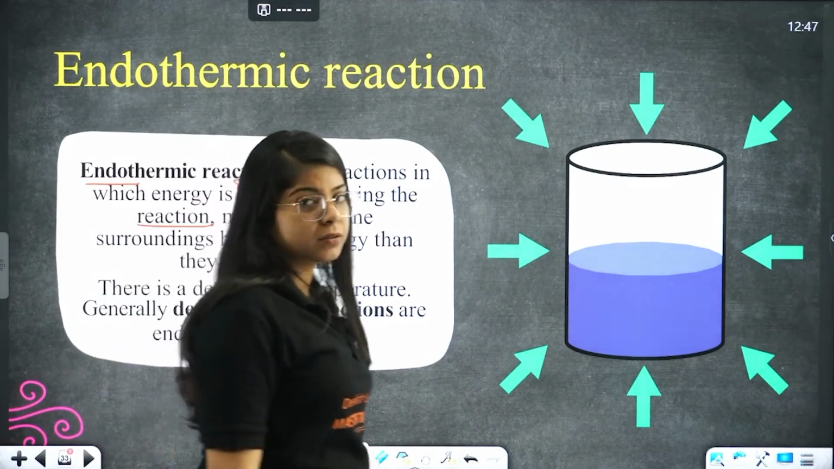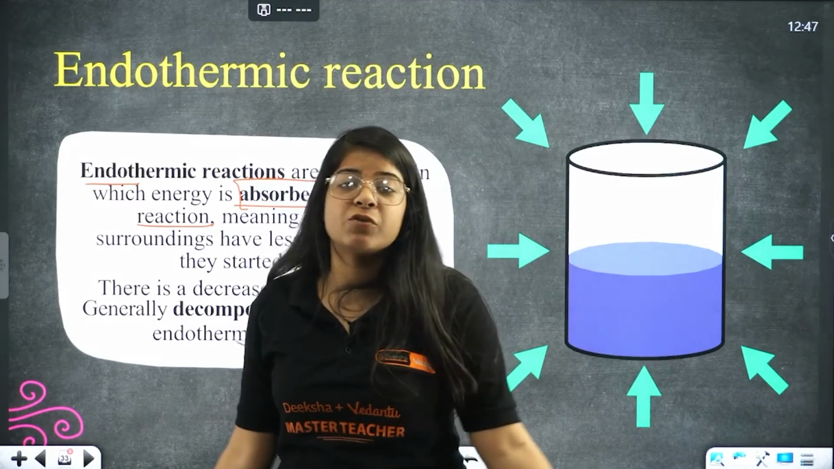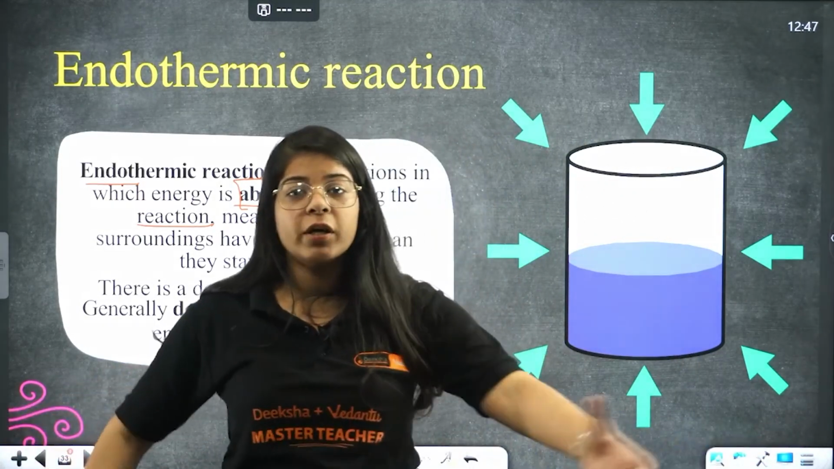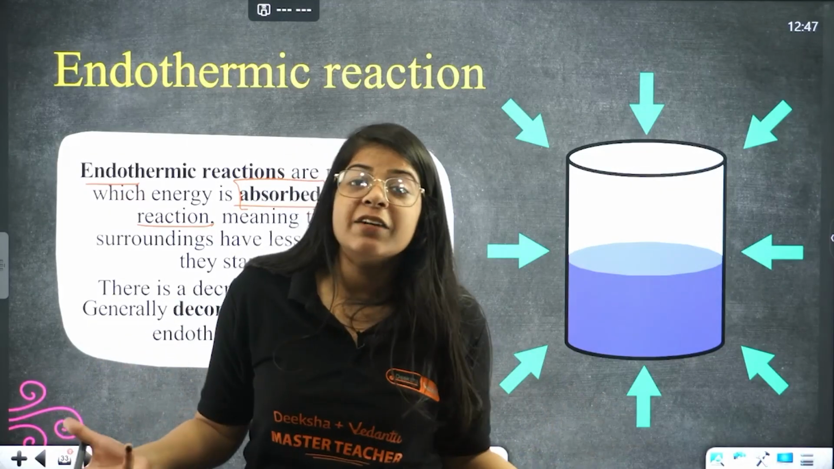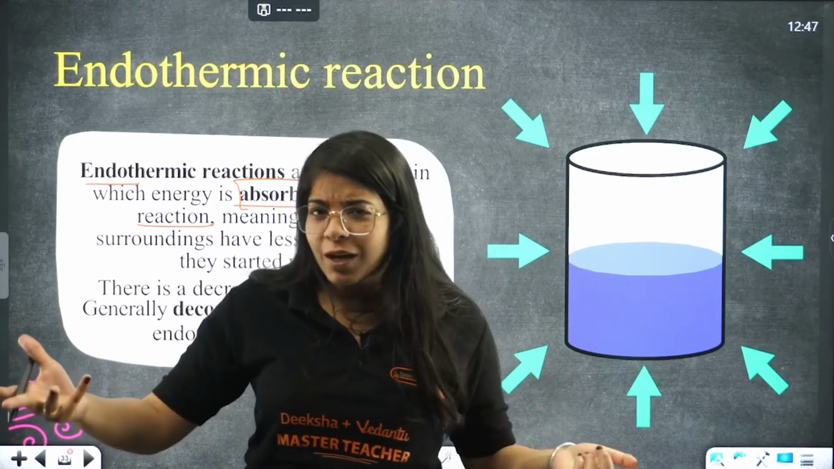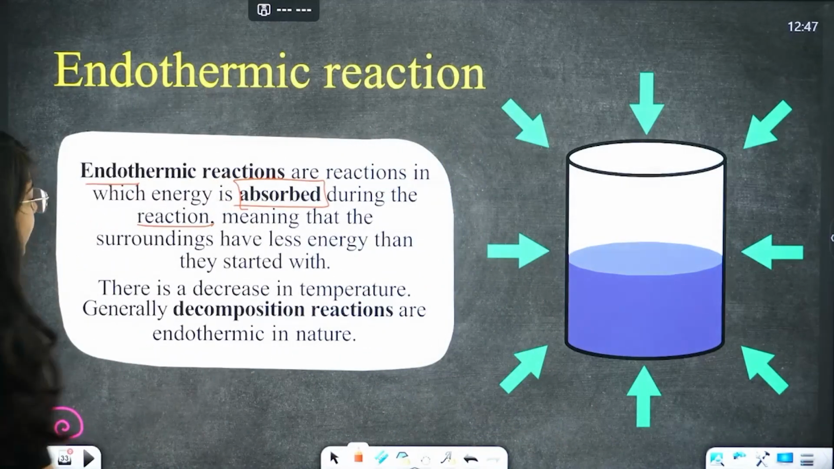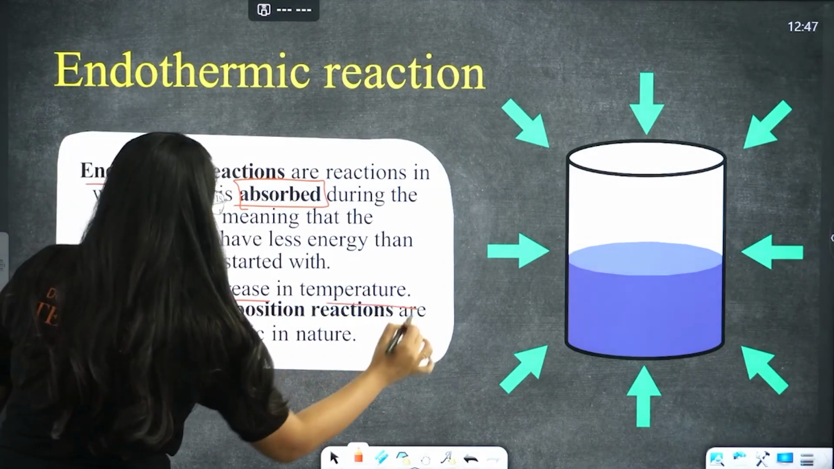Now the surroundings were at 30 degrees Celsius, and in the beaker the elements were getting cold and they want heat. They want to absorb heat, so they will get it from the surroundings, and if the surroundings give heat, they will get cooler, right? So the temperature will decrease. There is a decrease in temperature.